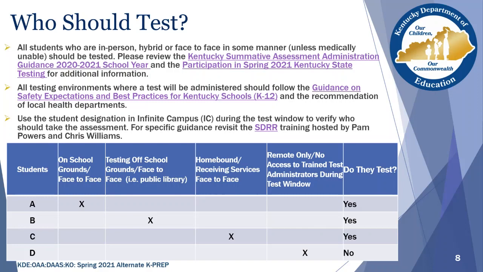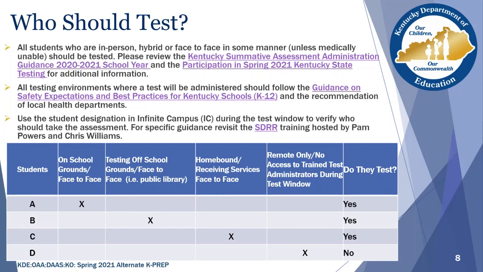Student B shows an example of testing in person for the alternate CAPE off school grounds, where a trained certified test administrator will administer the assessment to the student. This could include maybe the public library, a community center. It could be an off-ground location that maybe the parent was comfortable bringing the student to that wasn't actually on school grounds.